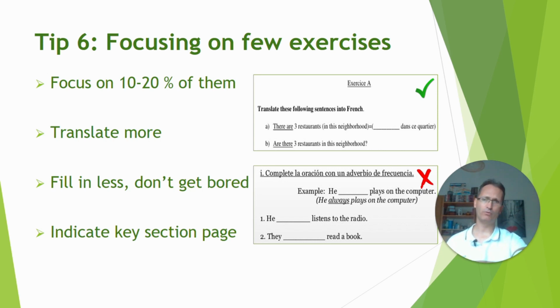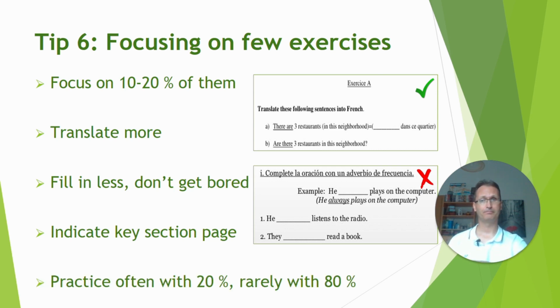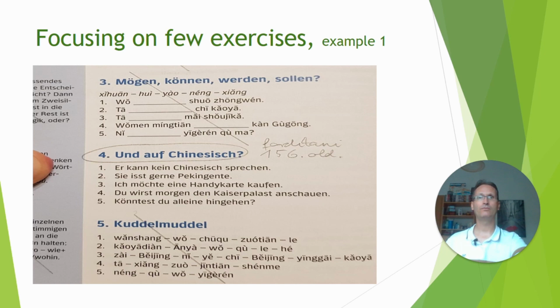And here, one more important thing, when you do an exercise and when you consider it important, you really have to indicate where is the solution in the key section in the last part of the book. Because if you have to search for it and you lose time, you can be demotivated. So really you have to indicate where you can find a solution. And the most important thing is to go through all these exercises quite quickly when you make repetition. So once again, practice often with about 20% of the exercises, and practice rarely with 80% of the exercises.